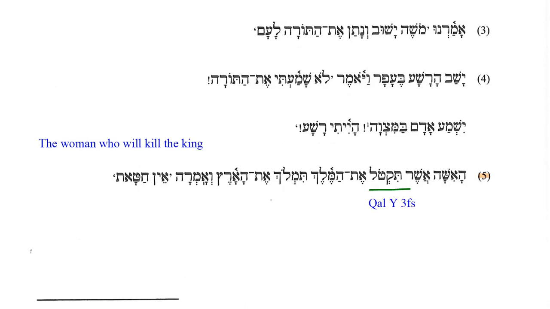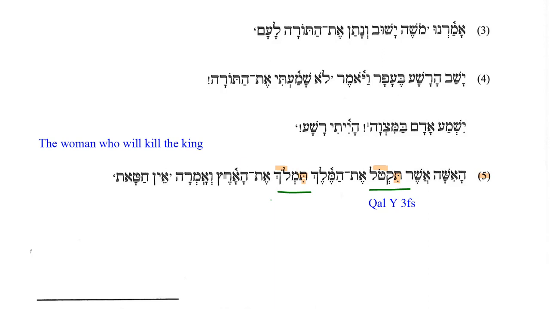So the woman who will kill the king. Then our next verb here is tiqtol. Notice how similar that is in form to the one we saw before, tiqtol. So with tiqtol, we've got the tav, the hireq vowel. Here we have the tav, the hireq vowel, and then we have the holem over the second root letter. Here we have the holem over the second root letter. And neither one of these forms has any ending, so no suffix.